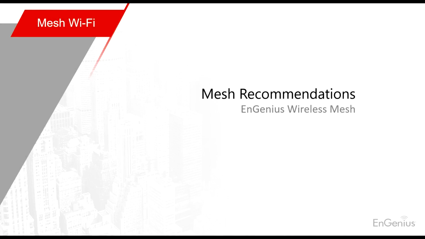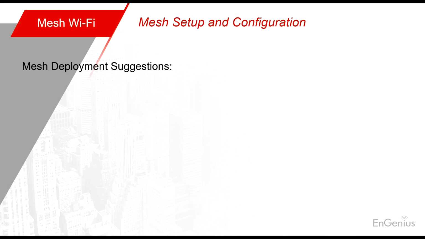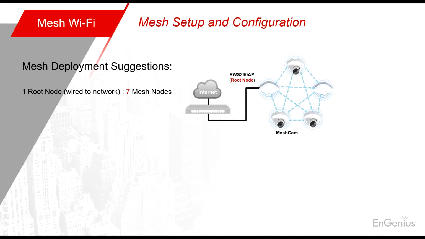We have several recommendations when it comes to mesh. Our suggestion is, for every one root node on your network, meaning the wired access point, we recommend a total of 7 mesh nodes connecting to it. You can have more than that in actual, like for example, let's say you have 10 APs or 20 APs with only one root node amongst them.